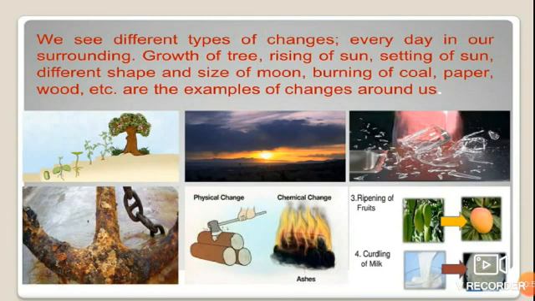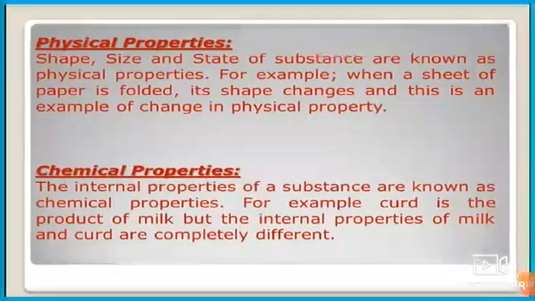Now, we see different types of changes every day in our surroundings, like growth of a tree, rising of the sun, setting of the sun, different shapes and sizes of the moon, burning of coal, paper, wood, etc. These are examples of changes around us. Now we will talk about the physical and chemical properties.